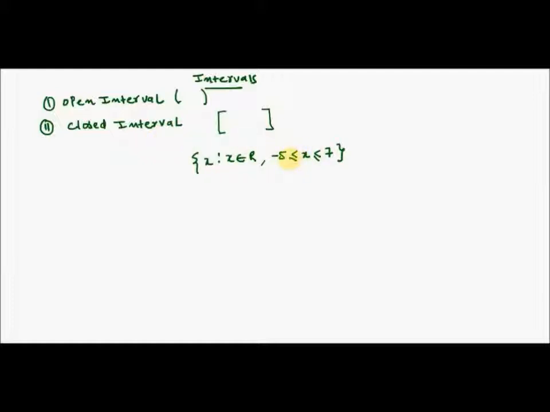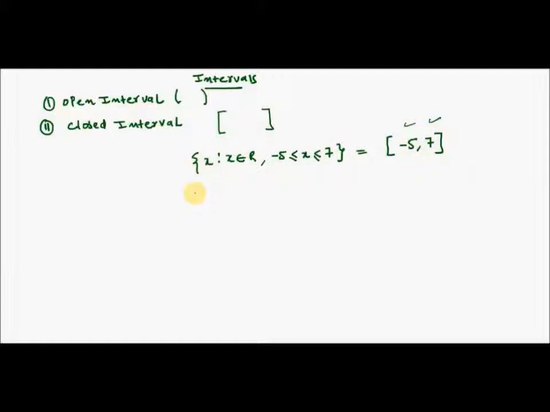Now you can see here there are two equality signs, right? Here and here. So this is written like this. By closed interval, we mean that you have to include both -5 and 7 and also the elements which come in between -5 and 7, right? So I will again repeat that by closed interval, we mean that you have to take both the extreme ones, -5 and 7, and you also have to take the elements that are in between -5 and 7.